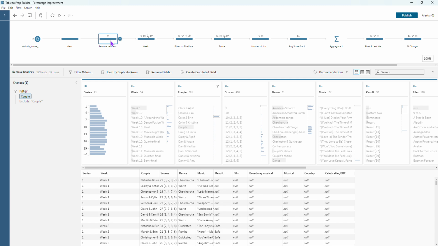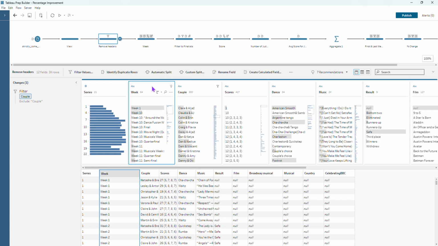Okay, so next up we want to extract the week number from all of these rows. Clearly can't speak today. So we could use some regex to do that. That's probably how I would choose to do it if I were going to solve this myself, but let's use some of Prep's functionality instead.